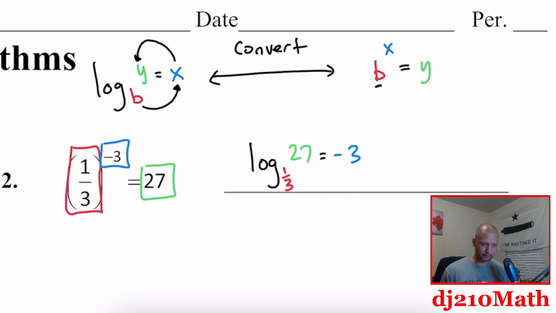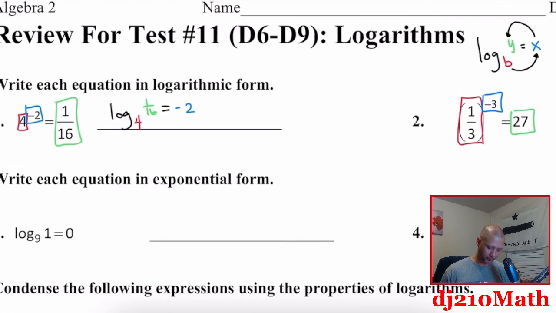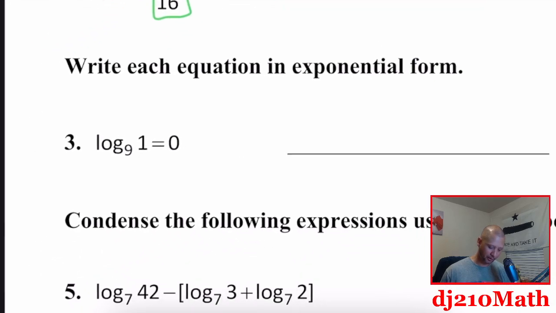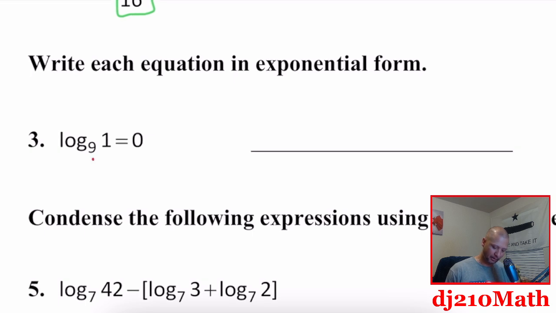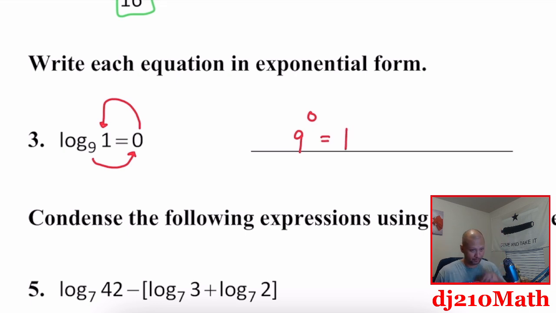So let's go the other direction. Let's start with the log and go to exponential. So number 3, again, see if you can pause the video and see what you come up with. But the answer is going to be 9 raised to 0 equals 1. That makes sense because anything to the 0 power is 1.